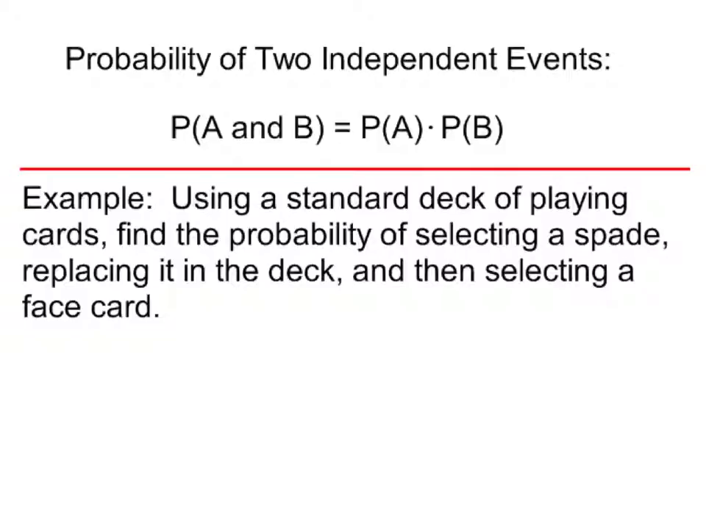Because we replace the card, one probability does not impact the other. And so I would simply multiply the 4 out of 52 for the probability of selecting a spade, and then multiply that by the 4 out of 52 for then taking out a face card.